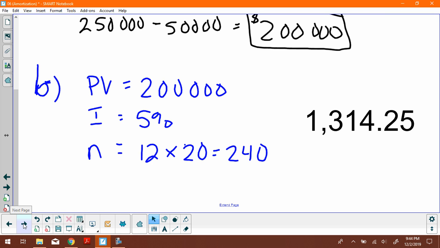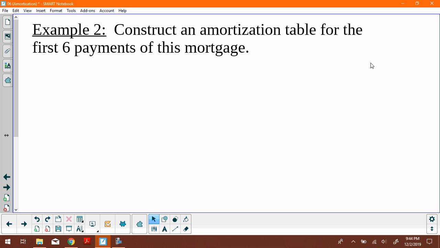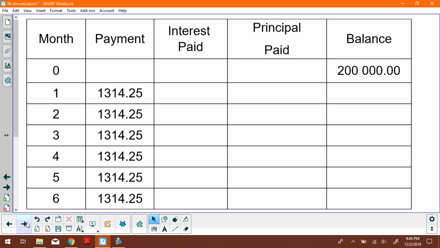So our other example this morning is going to be showing how to build an amortization table to get an idea how that works. So I'm going to be going back and forth a little bit here. Here is what the table looks like. We'll talk about how the numbers go into this here.